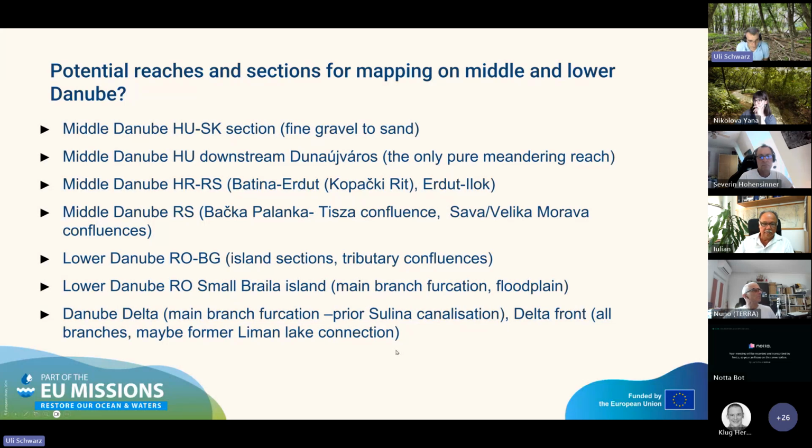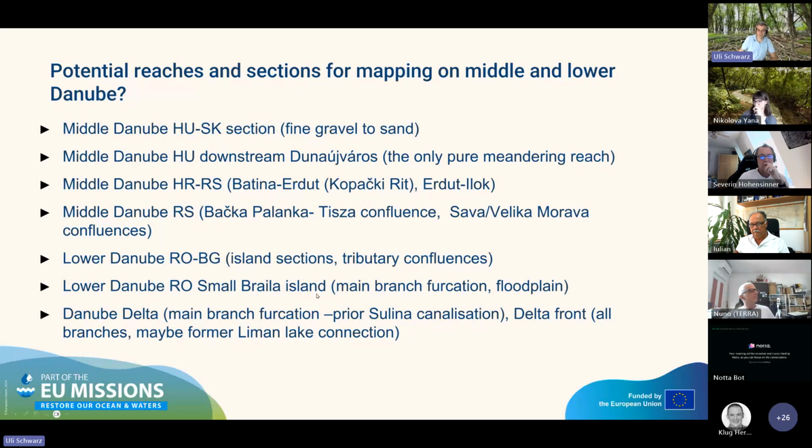For the lower Danube, it is, of course, the island sections. If you look at the 800 or 600 kilometers of this border Danube between Romania and Bulgaria, you have different island sections. These are not accumulations of islands, but in the gradient it's quite interesting. And of course, it would be very important to take out such an island section.